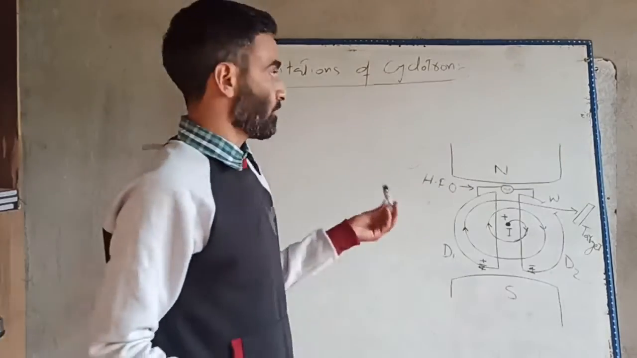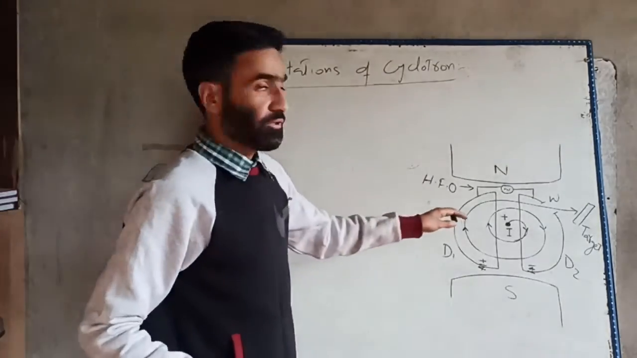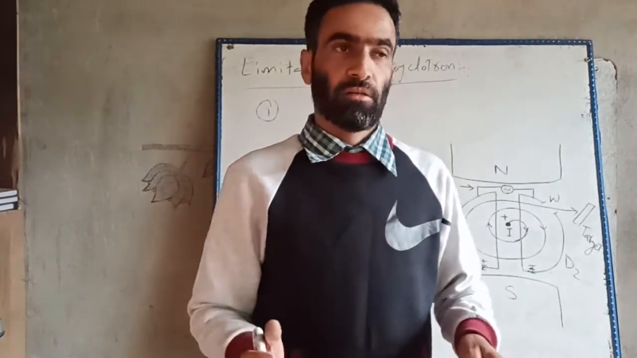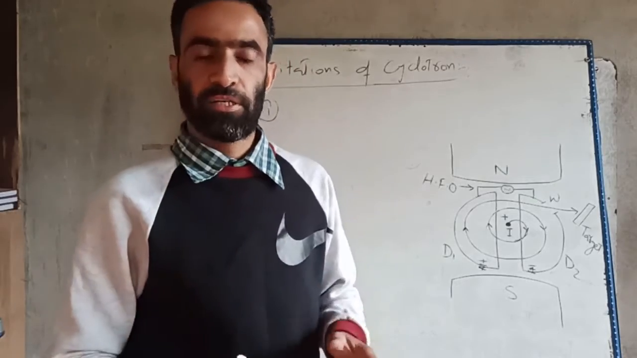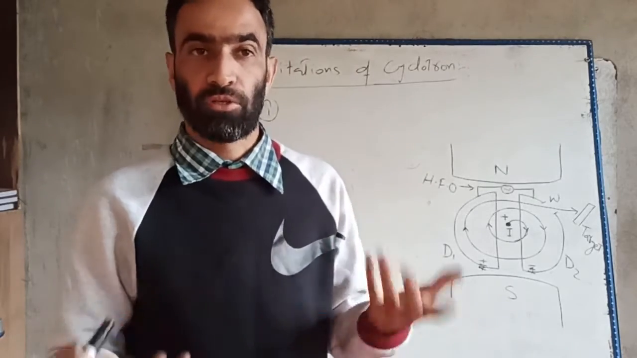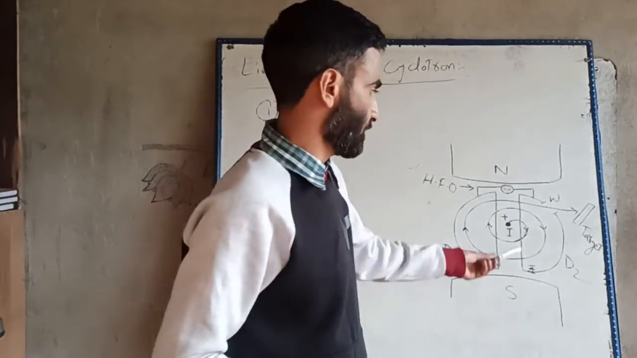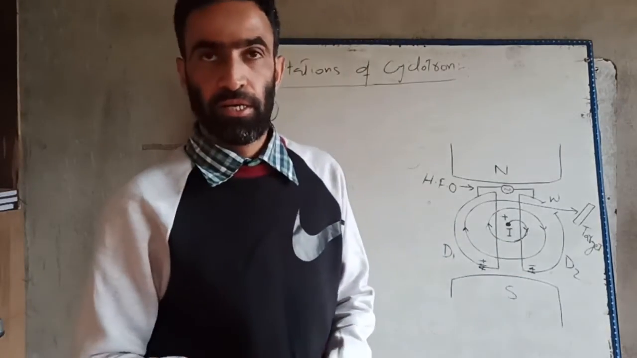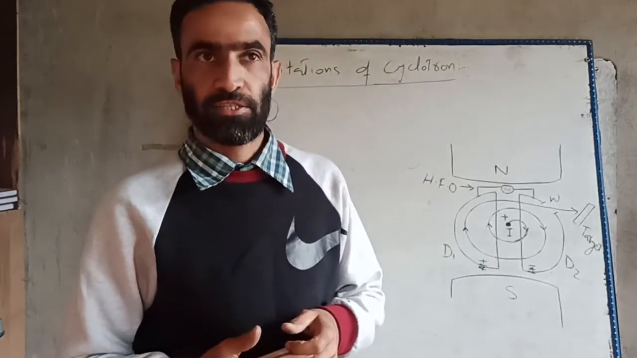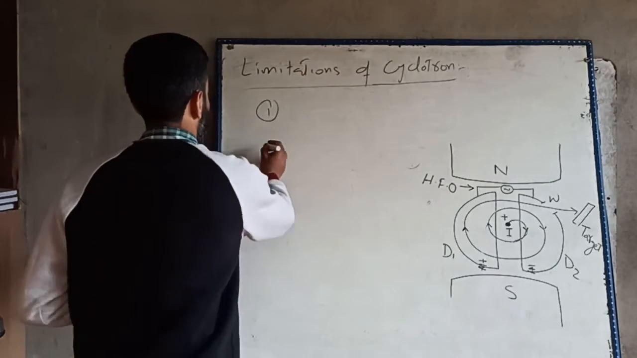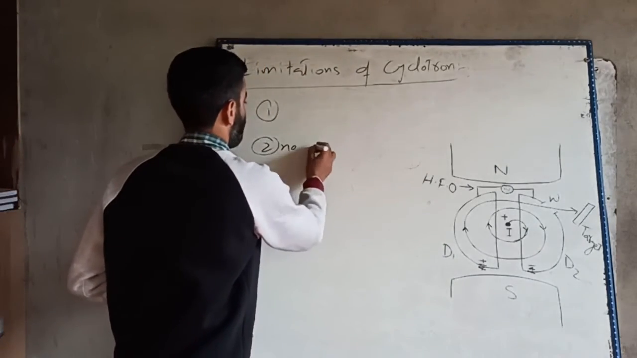Now let us discuss some of the limitations of the cyclotron. The first limitation is that it is only able to accelerate charged particles. It cannot accelerate neutral particles, because they will not get attracted due to D1 and D2. So it cannot accelerate neutral particles like neutrons and so on. Next, it cannot accelerate electrons. No electron acceleration.